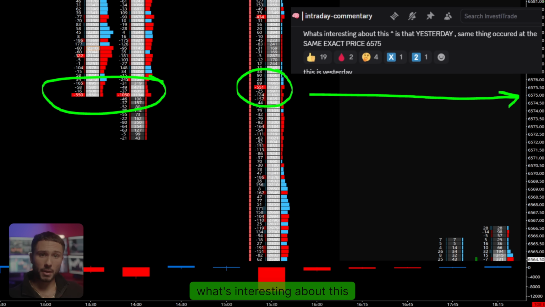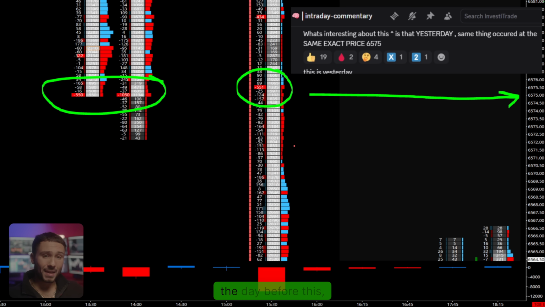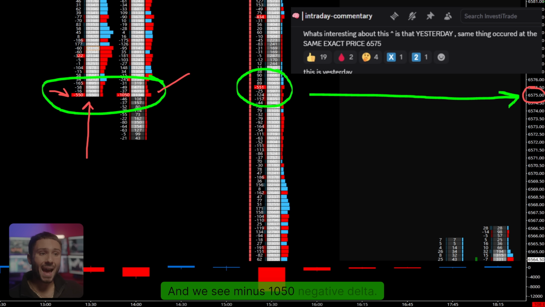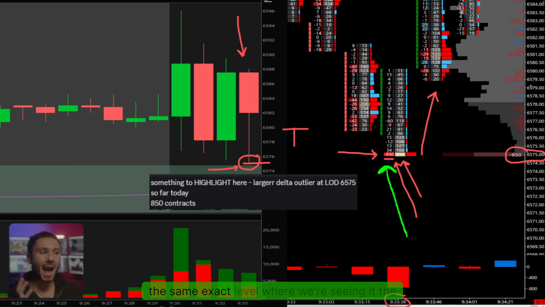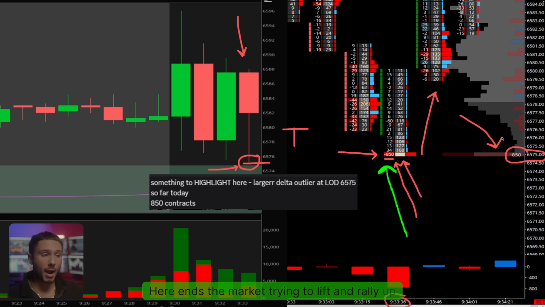Now, what's interesting about this is this was on, call it a Tuesday. The Monday, the day before this, or the session before this, at 65.75, looking at the footprint chart here, we can see essentially the same action previously. The day before, right into the close, we see minus 550 negative delta, and we see minus 1,050 negative delta. And keep in mind, this is at 65.75, the same exact level where we're seeing it the following day, bringing significant passive buying here, and the market trying to lift and rally up from this.